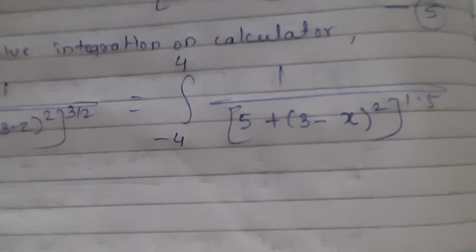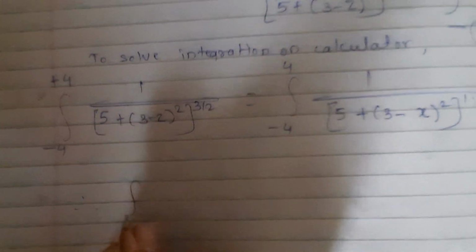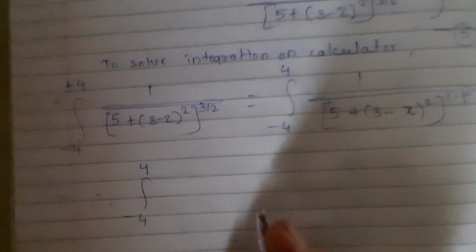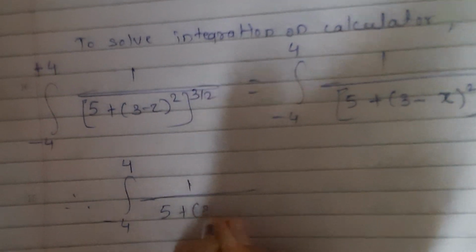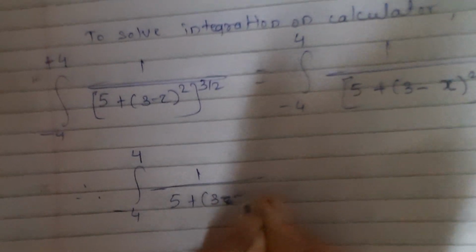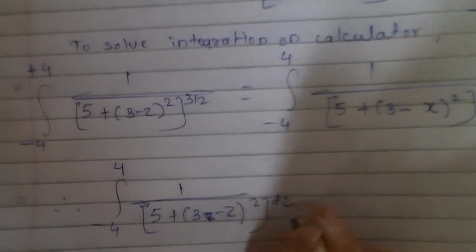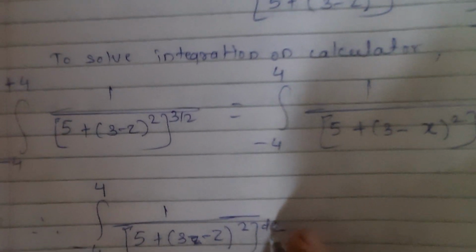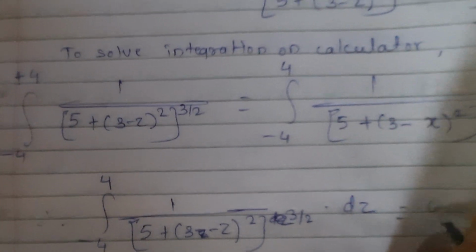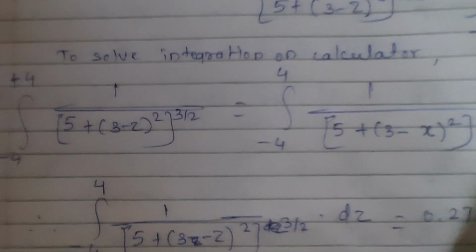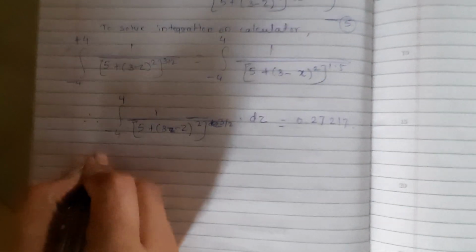So we solve it and the integral from minus 4 to plus 4 of 1 divided by (5 plus (3 minus z) square) raised to 3 by 2 dz is equal to 0.27217. So similarly we have to consider the second integration.